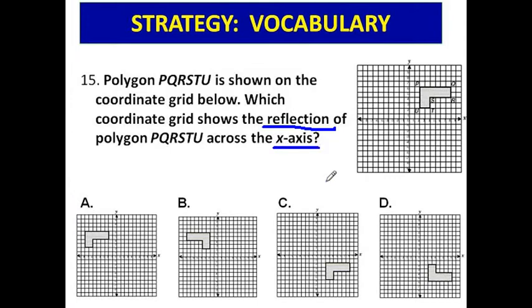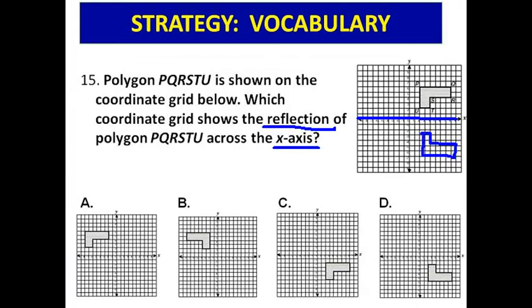Reflection is a mirror image, and I know you guys have no problems with mirror images. The biggest problem is figuring out which one's the x-axis, and in my picture, the x-axis is labeled. This came off of an old TAKS test, so it should be labeled should you see something like this. Here's your x-axis. So if we're going to make a mirror image of this figure across the x-axis, it's going to look something like this.